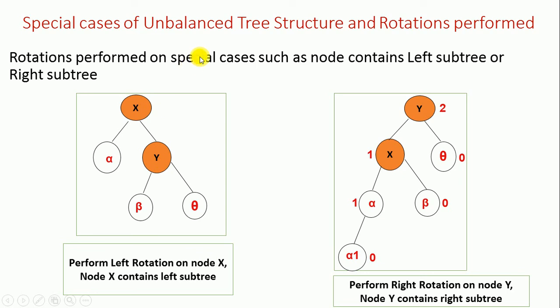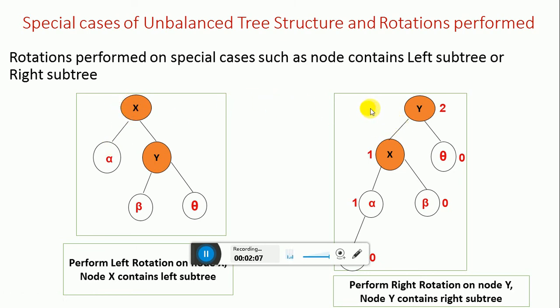So if we perform rotation on node X, you can see here that node X has a left subtree, which I have denoted by alpha. So we have to perform left rotation on this node X, and X is carrying the left subtree also.